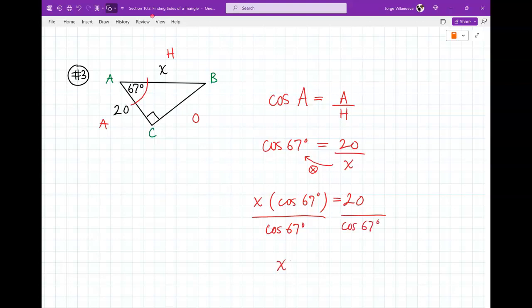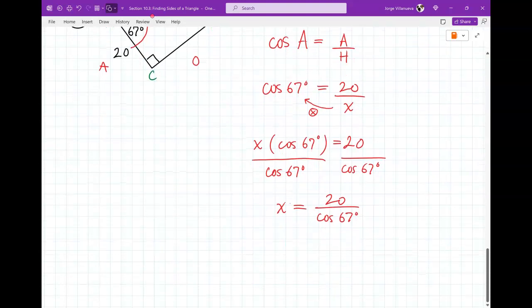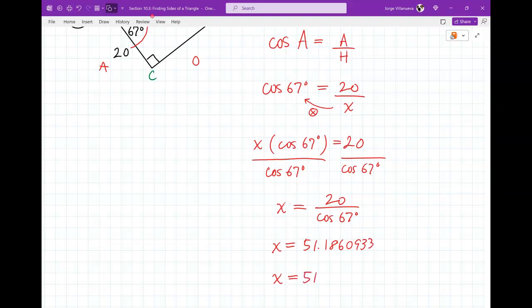I get X equal to 20 over cosine of 67 degrees. So 20 divided by cosine of 67. You'll just put that into your calculator, again making sure your calculator is in degree mode. You get X equals 51.1860933, which if I round it to the nearest tenth is 51.2, right? So there you go. We're done. So that's going to be for today's homework.